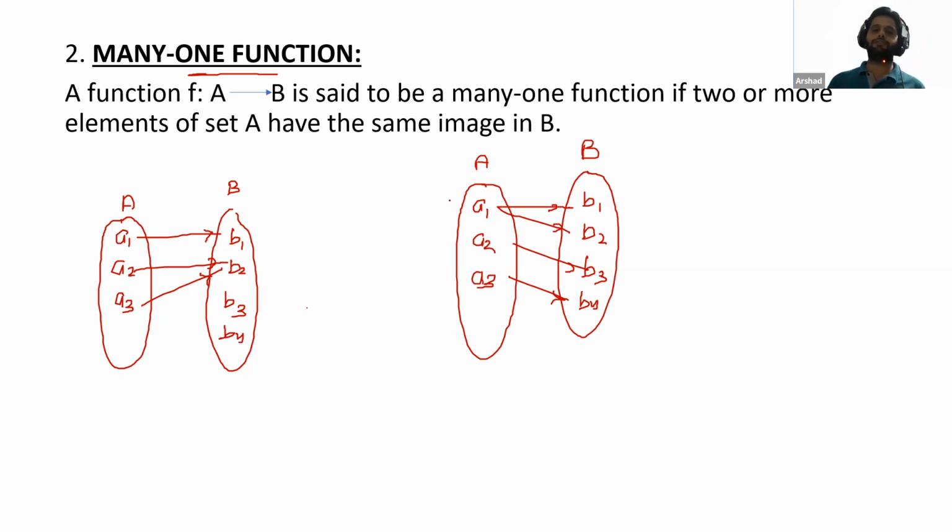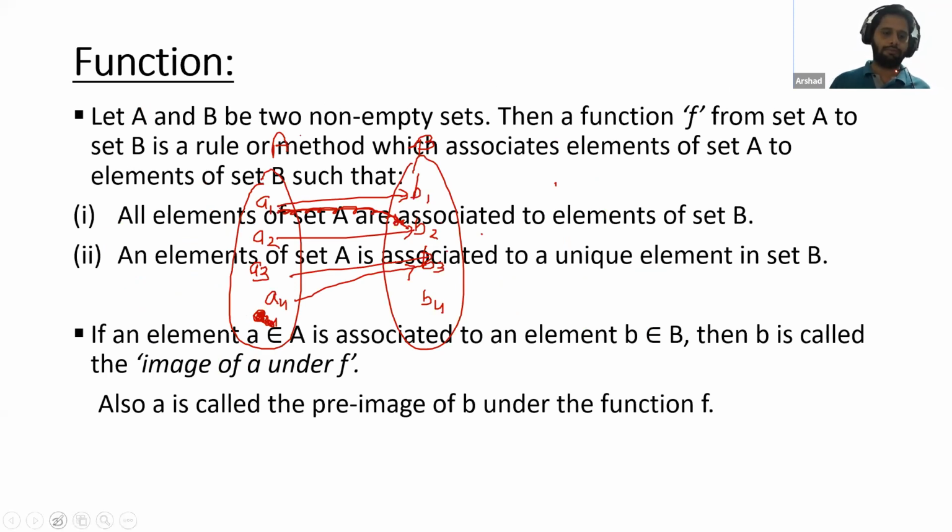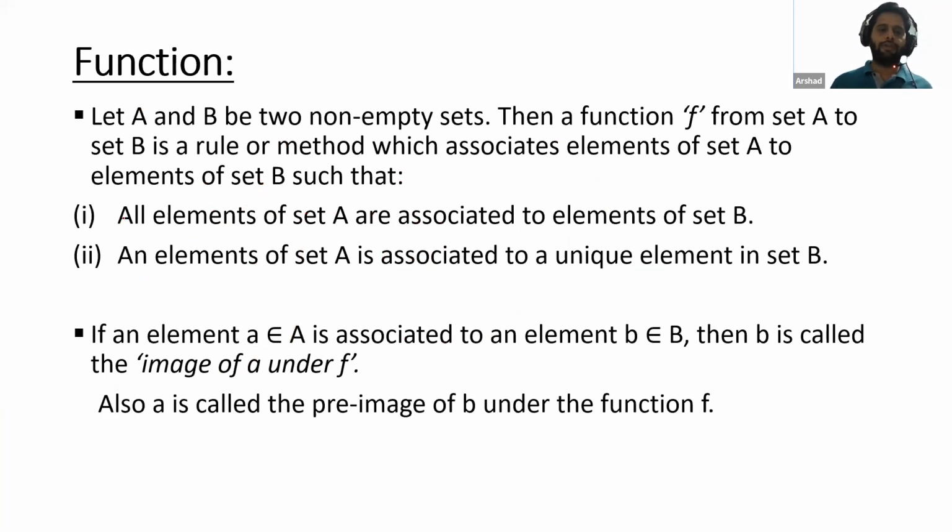Please remember, first of all, you need to check that the given question is a function or not. After that, you need to check which kind of function this is. So if we check here, then A1 has two images. What is our second definition? We have discussed this in detail yesterday. We have done 2 points. First is all elements of set A should be associated, and each element of set A is associated to a unique element. So this second condition is not getting satisfied in this question.